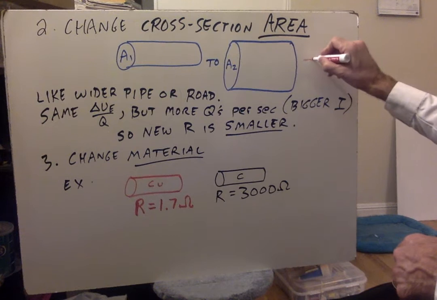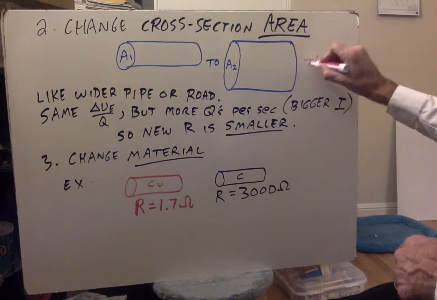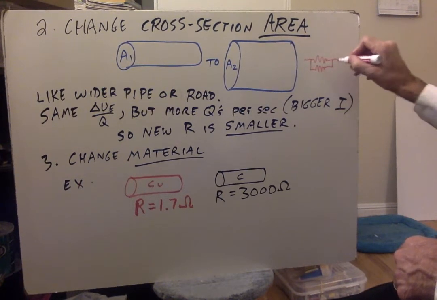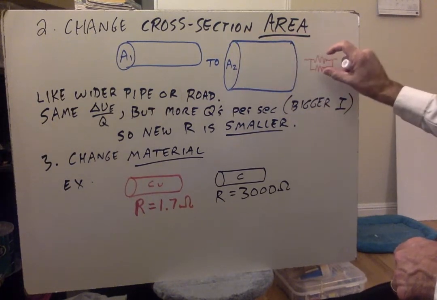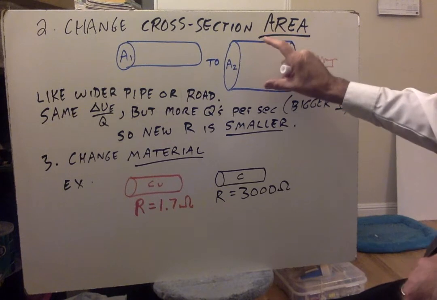This is like having an original resistor like that and adding a second one in parallel. And that makes a total resistance that's smaller. If we double the area, it's like adding a second identical resistor. The resistance would be cut in half.